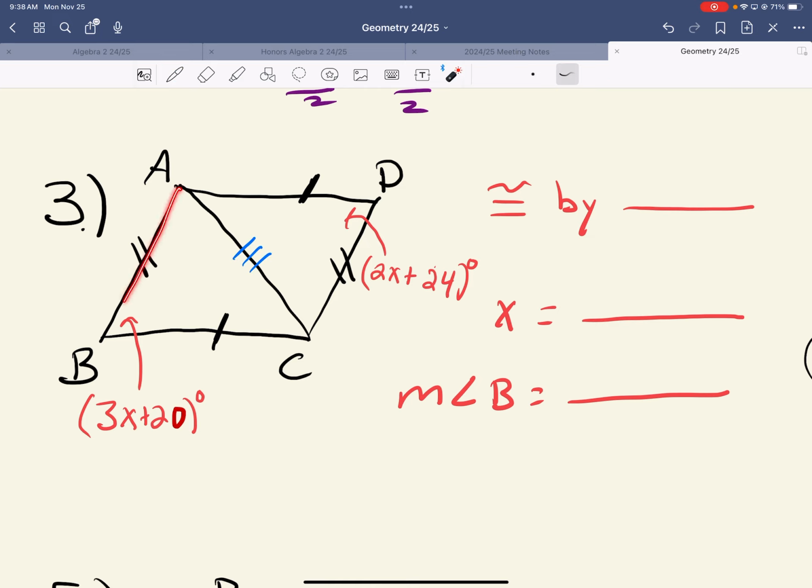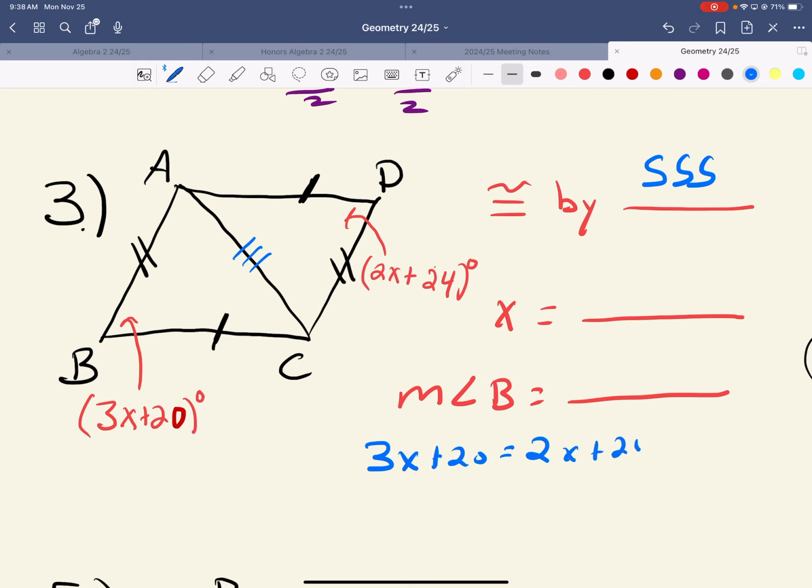So now if we identify our two triangles here and here, they have three sides that are the same, so side, side, side. Angle B and angle D correspond to each other, so 3x plus 20 has to equal 2x plus 24. Subtract 2x and subtract 20. So that gives me x equals 4.